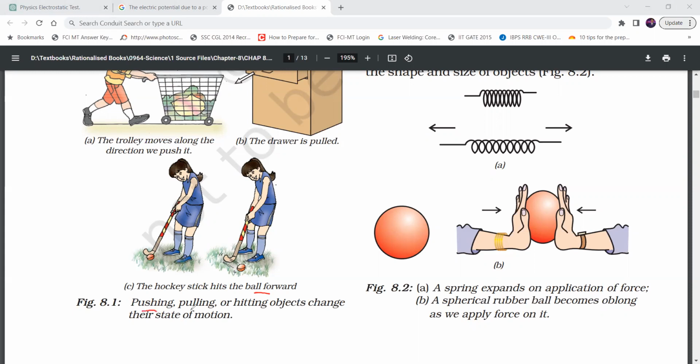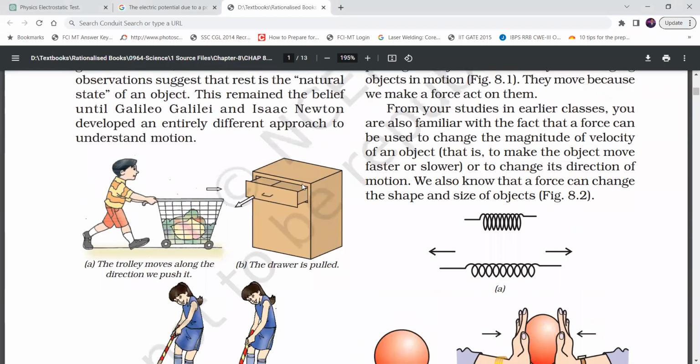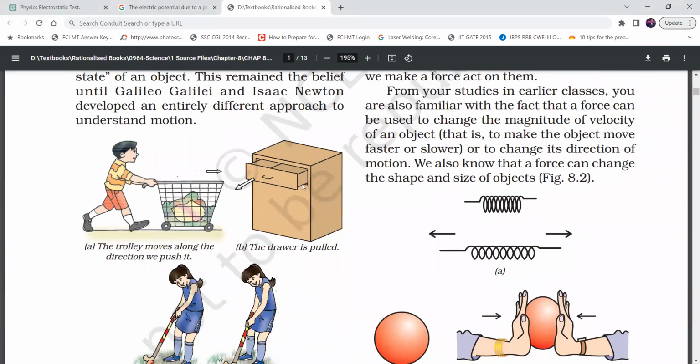So we can say pushing, pulling, hitting objects change their state of motion. So these are the real life examples. You need to relate the science you are reading in the book with the real world so that you get more and more clarity.